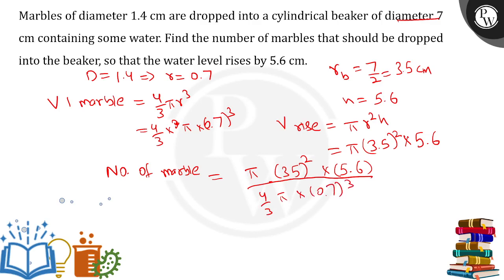Now we can do the calculation. This is not 335, don't confuse, 3.5 is there. So when you do this calculation, ultimately the number of marbles coming out will be 150. So 150 marbles would be required inside the beaker, such that a 5.6 centimeter level of rise happens.